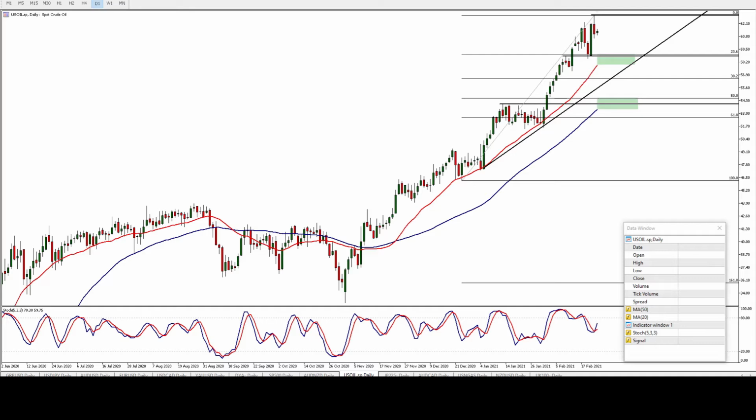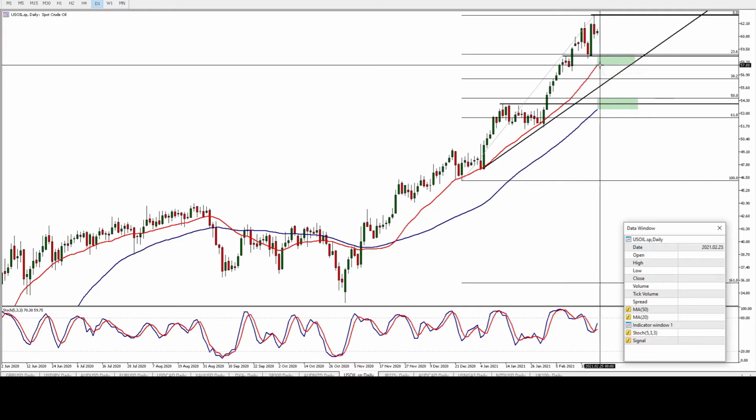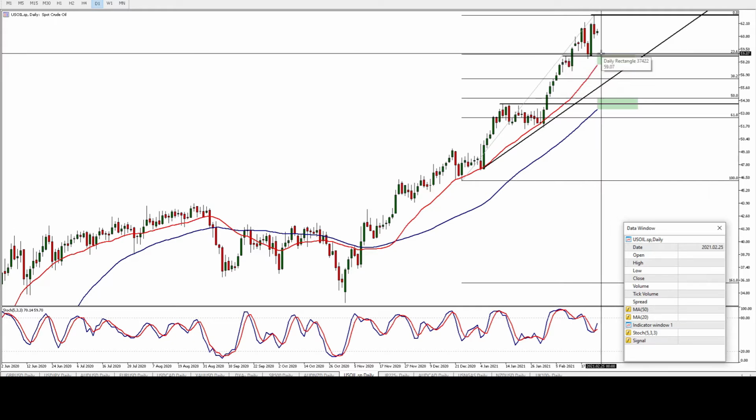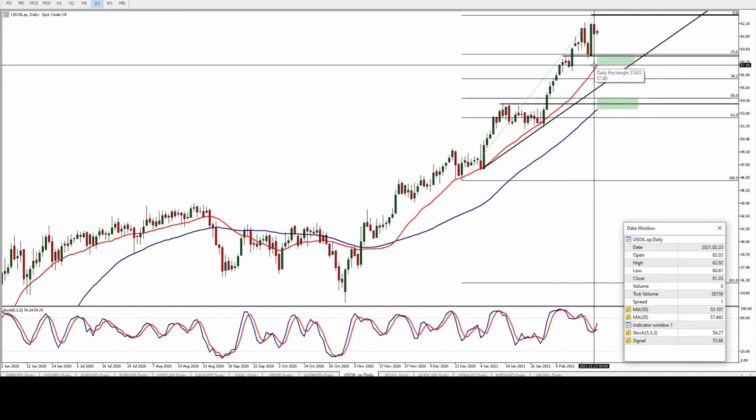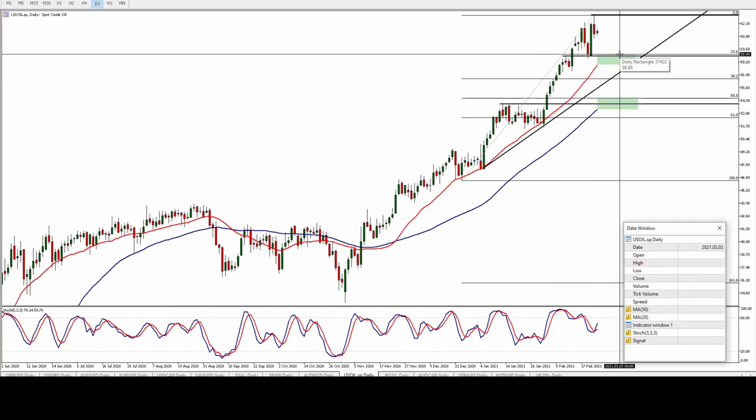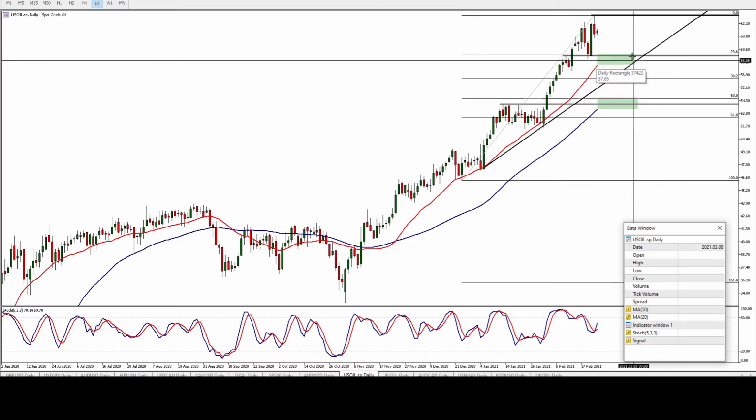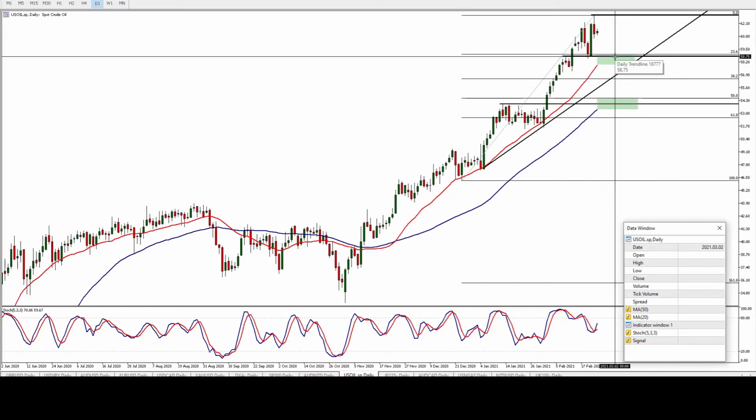So where are the key support areas at the moment? Looking at this, we have the 20 period moving average, 20-day moving average here. Then we have the 23.6 Fibonacci retracement. So from about 57.90 to 58.59 really, there we have a confluence zone.